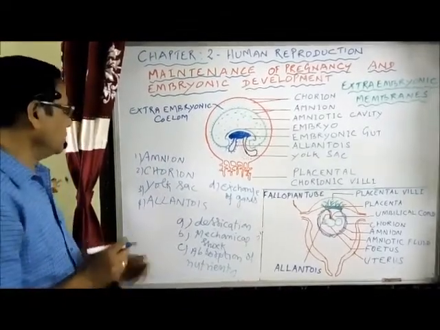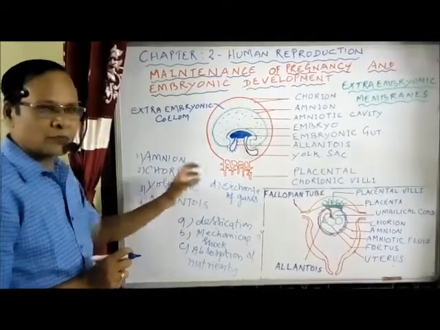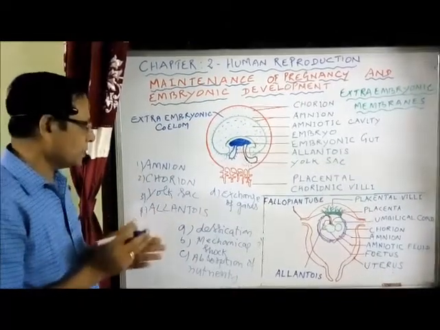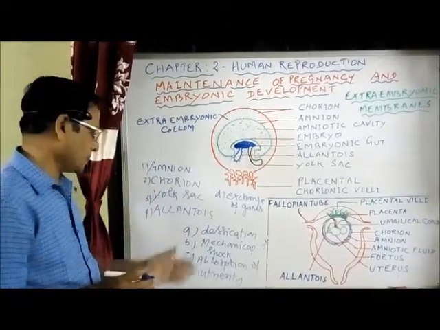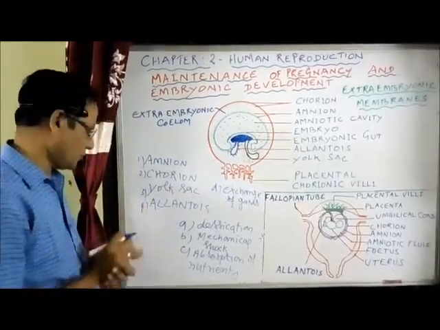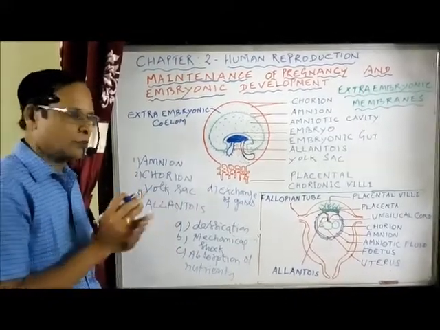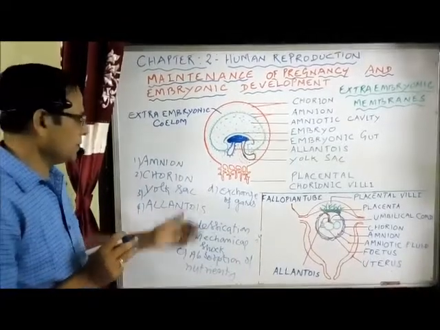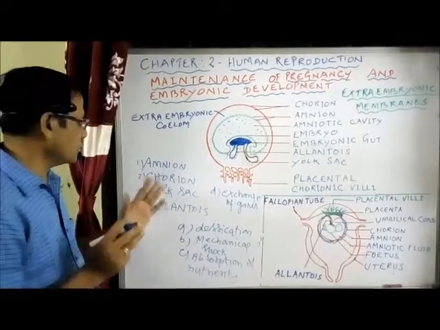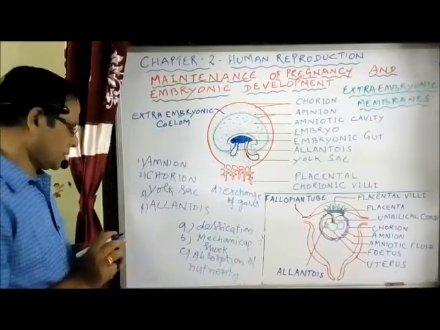The membranes all together, these are general functions I am telling, not specific functions; each one has its own specific functions. So amnion, chorion, yolk sac and allantois together perform certain functions. Number one, desiccation: protecting the embryo from dryness. Mechanical shock: protection from external shock by providing a fluid medium around the embryo. Then absorption of nutrients through the placenta, so nutrients are supplied to the embryo. Then exchange of gases: oxygen is supplied to the embryo and carbon dioxide is removed. These are the four main functions. Now we have to take the membranes one by one.